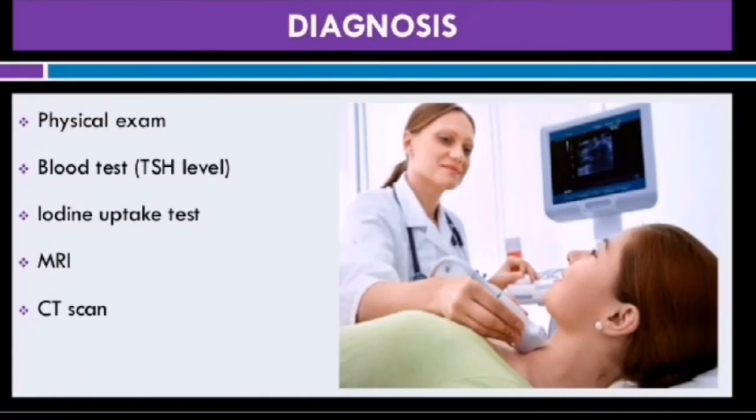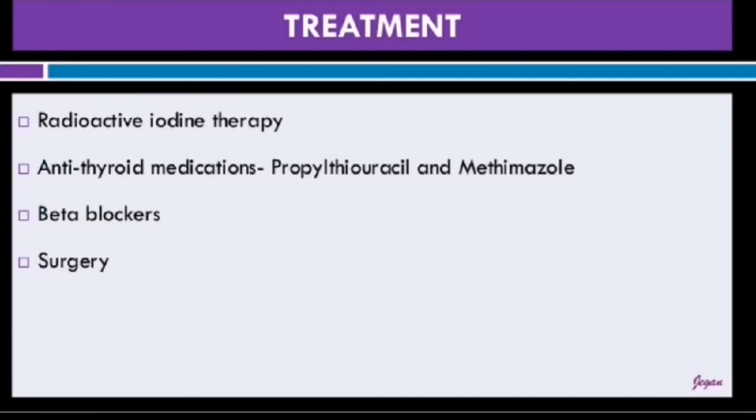Diagnosis is by physical exam, blood test, TSH level, and iodine uptake. A high level of TSH in the body may bind to the antibodies. In Graves' disease there is a low level of TSH and a high level of thyroid hormone, and MRI and CT scanning and an iodine uptake test as well. Treatment is radioactive iodine therapy, anti-thyroid medication, beta blockers, and surgery.